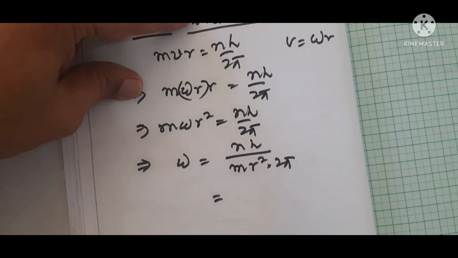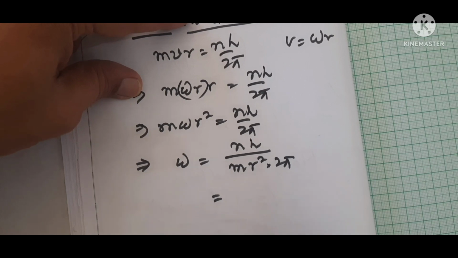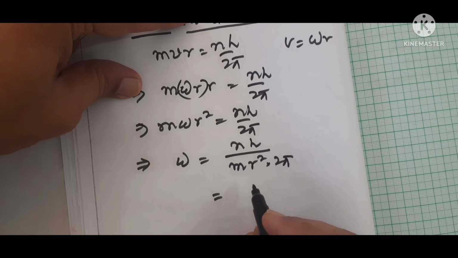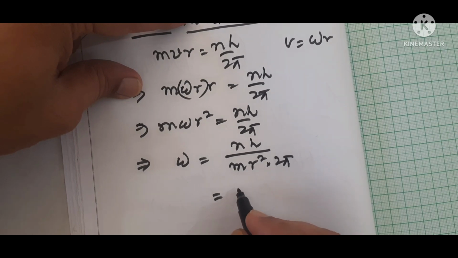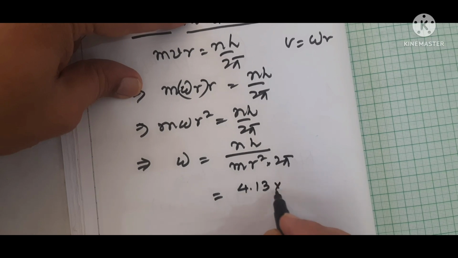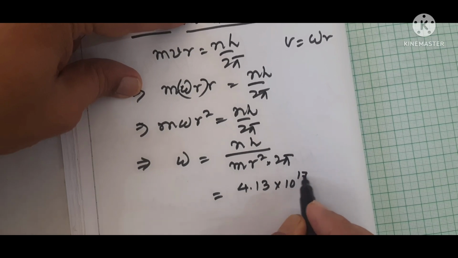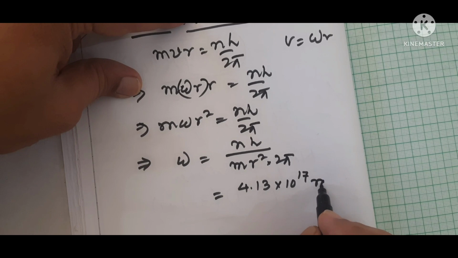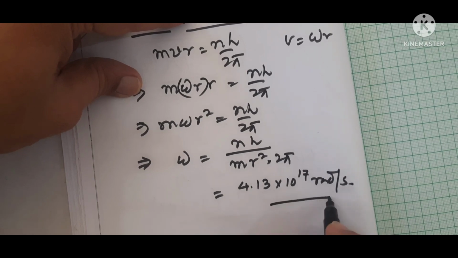Now put the value and get the result. I am using a calculator to find its value. And that value will be around 4.13 into 10 to the power 17 radian per second. That should be your answer.